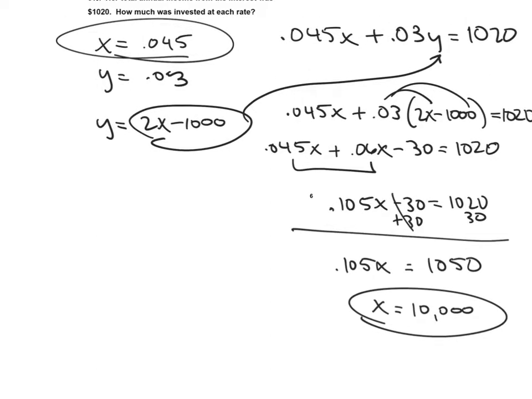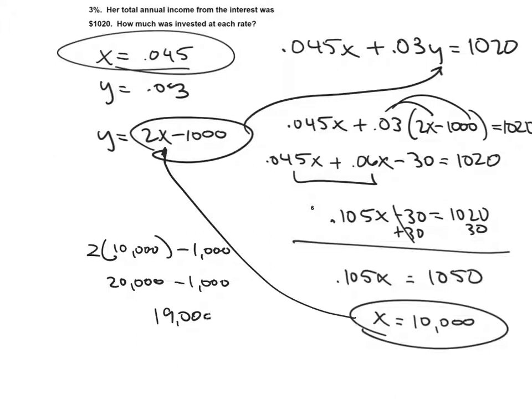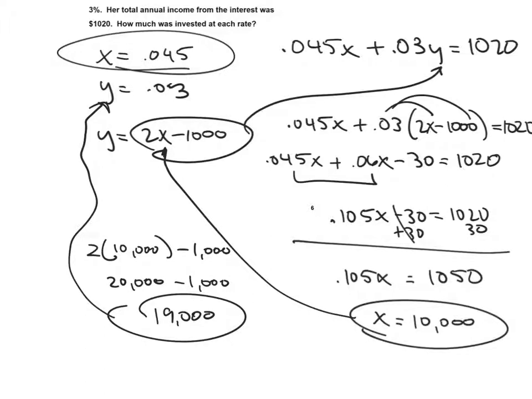So for Y, that value is going to go right here. So now you're going to have 2 times 10,000, take away 1,000. So that'll be 20,000, take away 1,000. You're at 19,000 that you have invested in the 3%. So the last few examples, you can see that you're inserting something, it's a substitution, you're seeing distributive property, and you're having two variables, so we've got to get it into one variable in order to solve it.